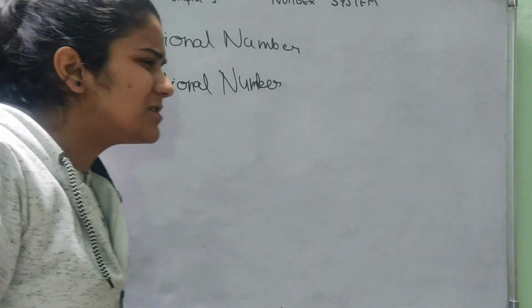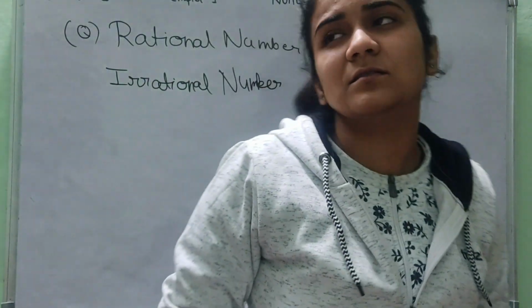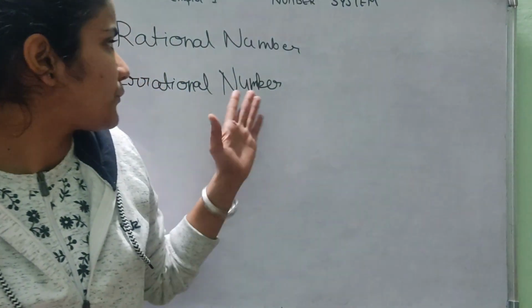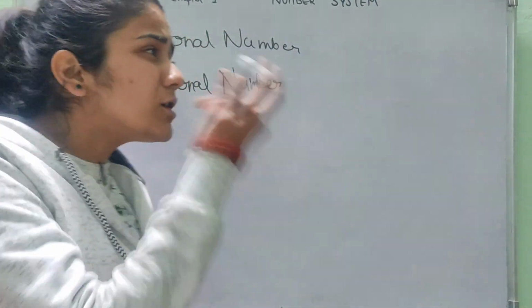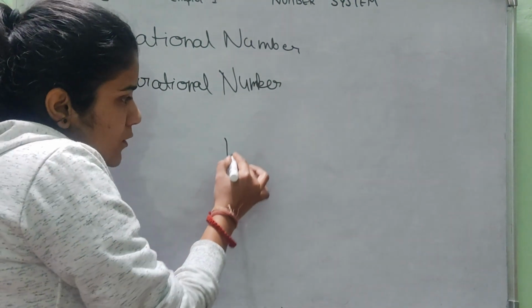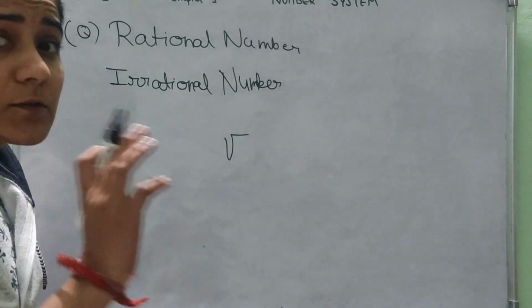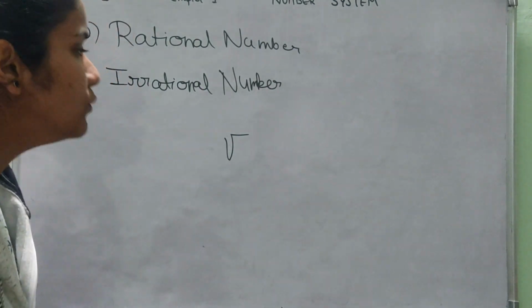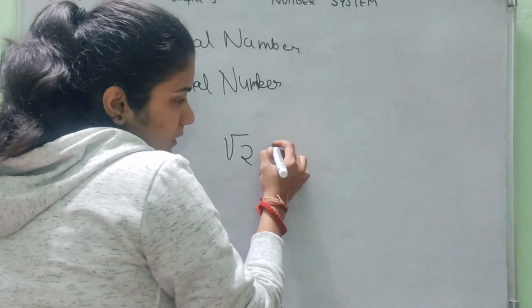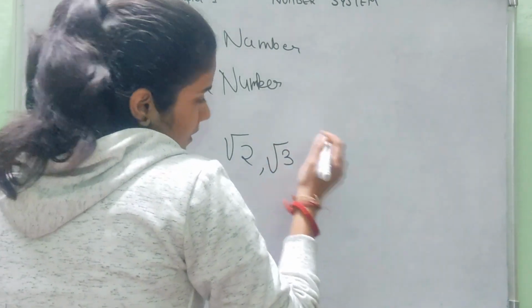What are these numbers? We know by definition, a number that cannot be represented in p upon q is not a rational number. What are these actually? Remember the sign this? What was the sign? This was the sign of square root. So square root 2, square root 3 and so on are irrational numbers.